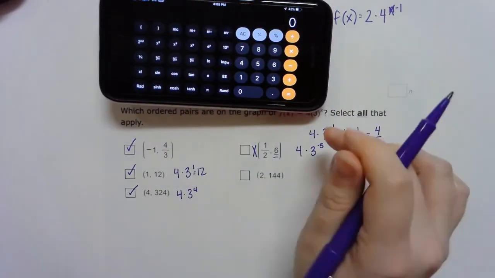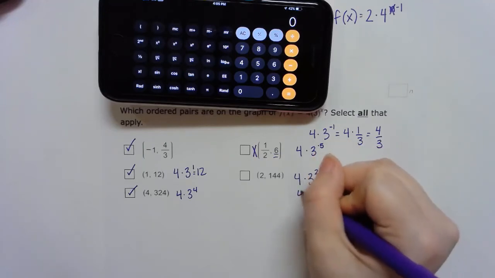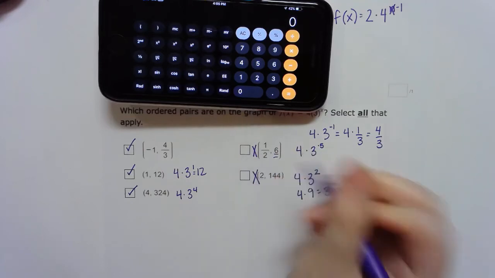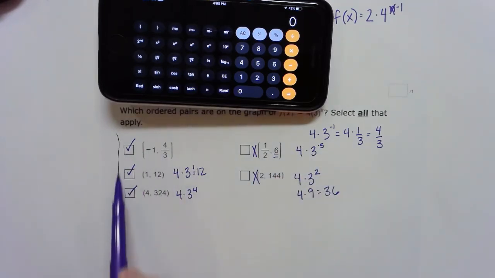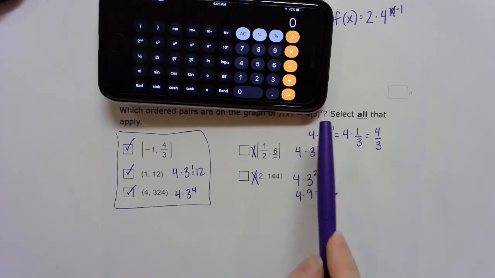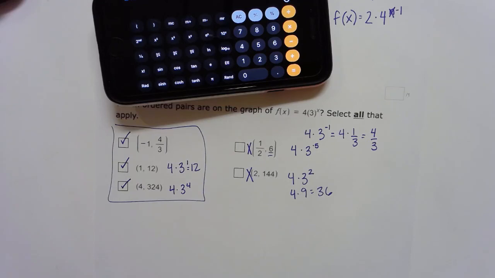And then 4 times 3 to the second. Well, 3 to the second is 9. 4 times 9 is 36. So that one is not on my graph either. So all three of these are. Your answer choices might have been in a different order, but those are the 3 ordered pairs that were on this graph or work with this equation. So if you have any questions, let me know.